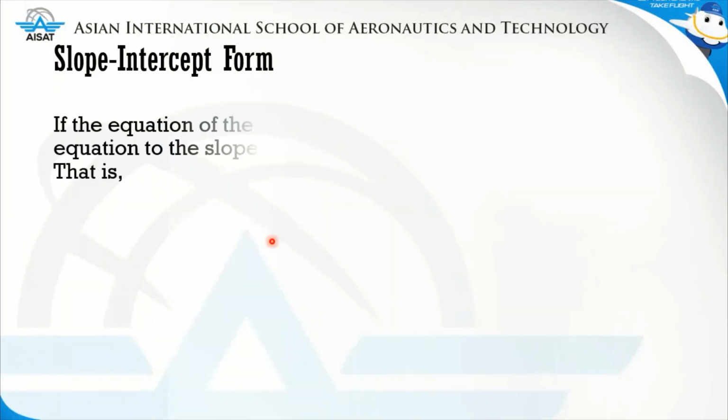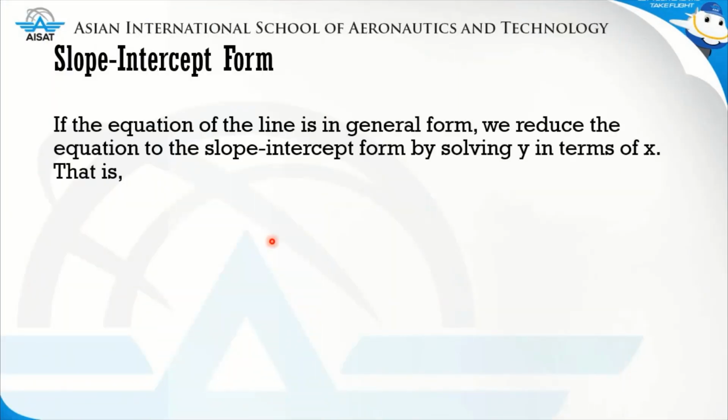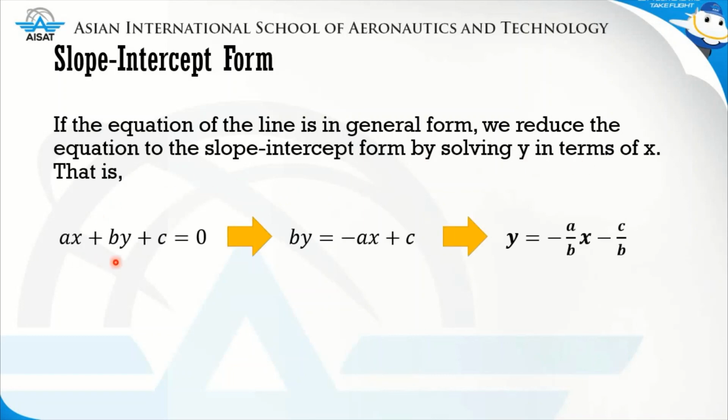Now if the equation of the line is in general form, we can reduce the equation to the slope-intercept form by solving for y in terms of x. That is, if you have ax plus by plus c is equal to 0, and we wish to express this in slope-intercept form, first we will isolate the by, transposing the other terms to the right side, and then dividing every term by the coefficient of y.